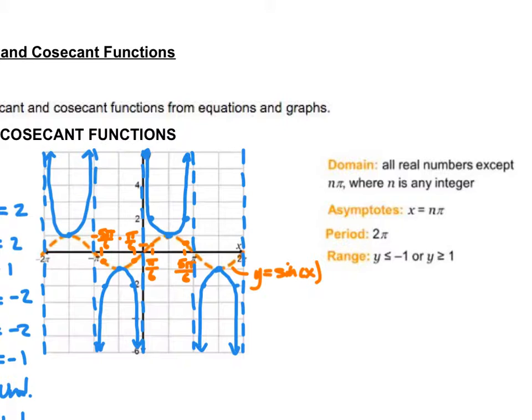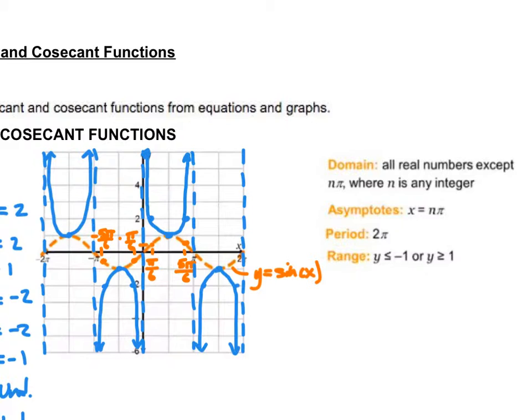These are also periodic, just like your sine function, and they have the same period as your sine function because they repeat after every 2 pi units, okay? And that's how we get that graph. Now notice your range: your values are strictly going to be less than or equal to negative 1, so they're going to be below negative 1, or they're going to be larger than or equal to 1, okay? So when we have cosecant values, we're not going to have values in between negative 1 and positive 1, and that's how we get those, all right?